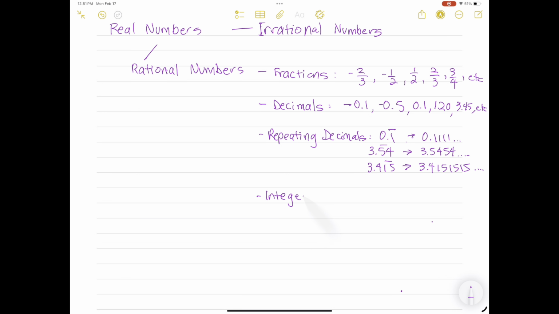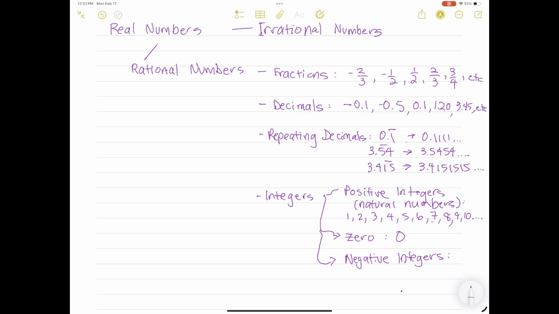Continuing with our list of rational numbers are integers, which include positive integers, also called natural numbers, so like 1, 2, 3, 4, 5, 6, 7, 8, 9, 10, etc. 0, and negative integers, -1, -2, -3, -4, -5, etc.